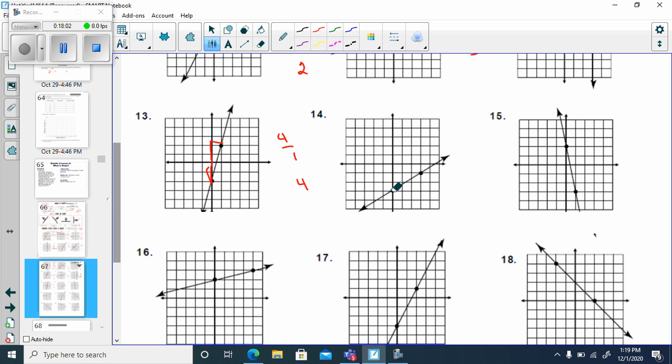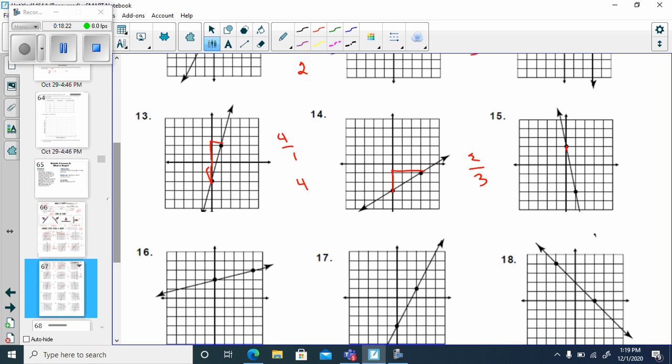Now let's try this one here. Remember, slope is rise over run. Up 2, over 1, 2, 3. Up 2, over 3. There's your slope, okay? I can't reduce that one. And it's positive because it's going up. This one's going down, so its slope is negative.